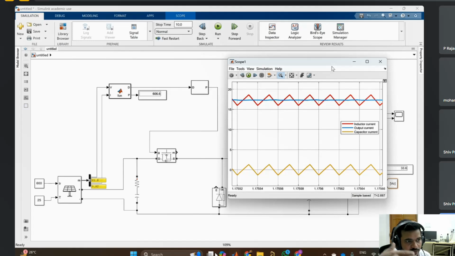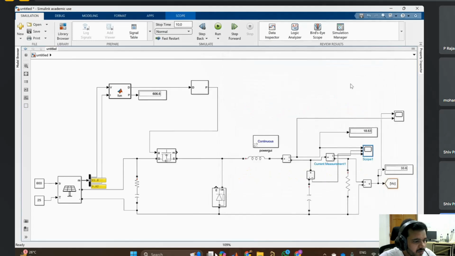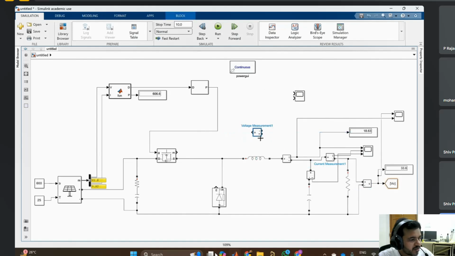Flux balance means how much flux is stored in the on duration, the same flux will be reduced or discharged at negative current when the switch is off. Same thing is the charge balance in the capacitor also. If you want to see an inductor voltage, then simply apply a voltage measurement. It's inductor current, sorry.